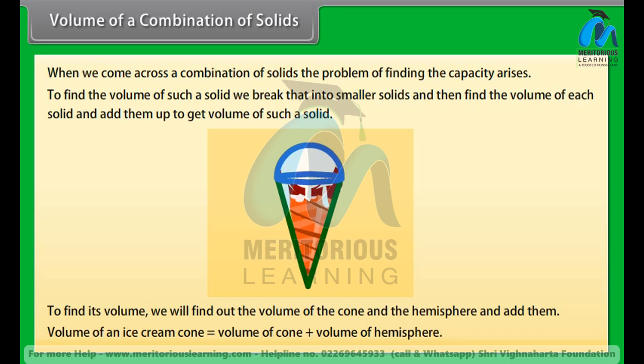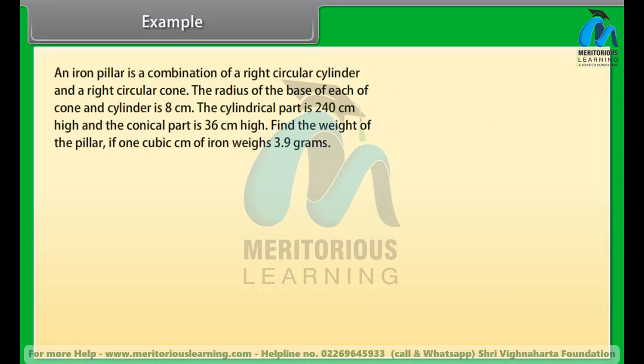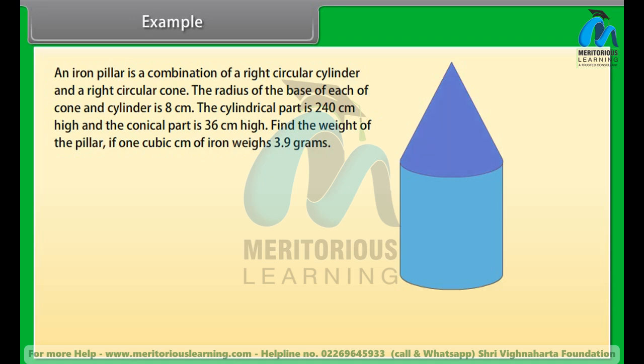Let's solve an example to understand more about this. Example. An iron pillar is a combination of a right circular cylinder and a right circular cone. The radius of the base of each of cone and cylinder is 8 cm. The cylindrical part is 240 cm high and the conical part is 36 cm high. Find the weight of the pillar if 1 cubic centimeter of iron weighs 3.9 grams.